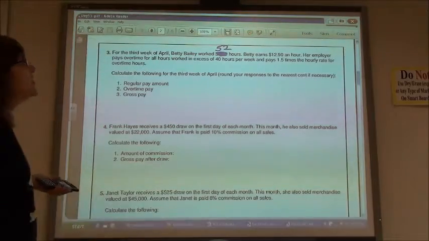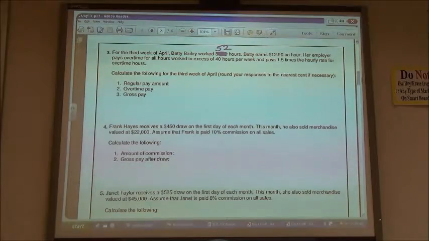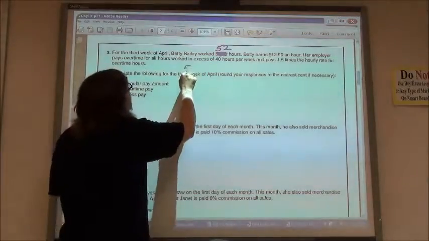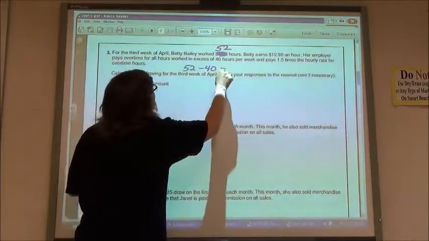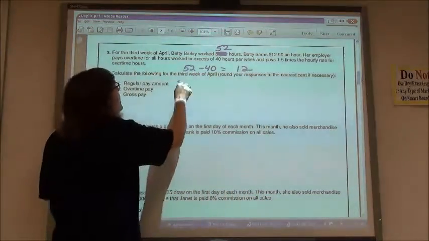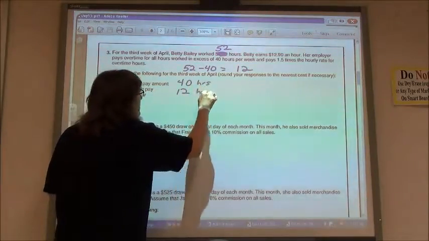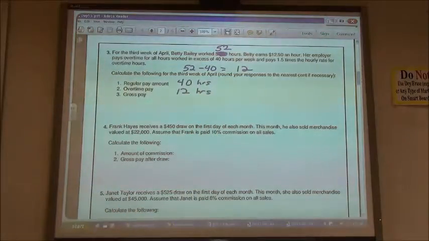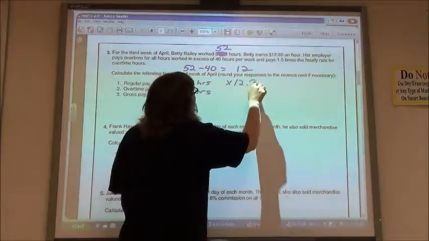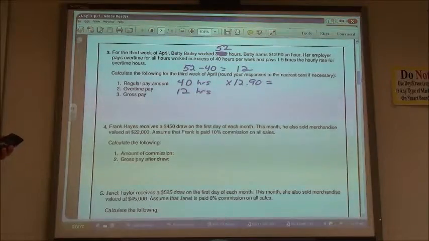Betty earns $12.90 an hour, and her employer pays overtime for all hours in excess of 40 hours per week and pays 1.5 times the hourly rate. So if we take the 52 hours minus the 40 hours, he worked 12 hours of overtime. So we have 40 hours of regular pay, 12 hours of overtime pay. So his regular pay amount, we're going to take the 40 hours times the $12.90.